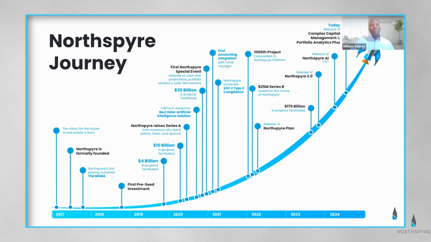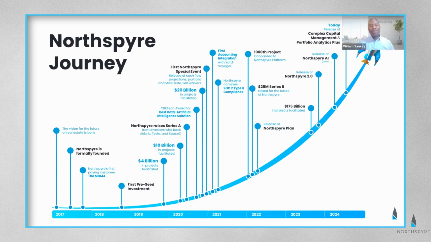From our very first customer, the Museum of Modern Art, the MoMA in New York, who used Northspyre on their $400 million expansion and renovation 5 years ago, and then moving forward 5 years, we facilitated our 1000th project. And we've raised capital from some of the top investors in Silicon Valley, including investors out of Airbnb, SpaceX, and other great companies out there. So we are really excited to continue many steps into the future, pushing our industry forward together with you.